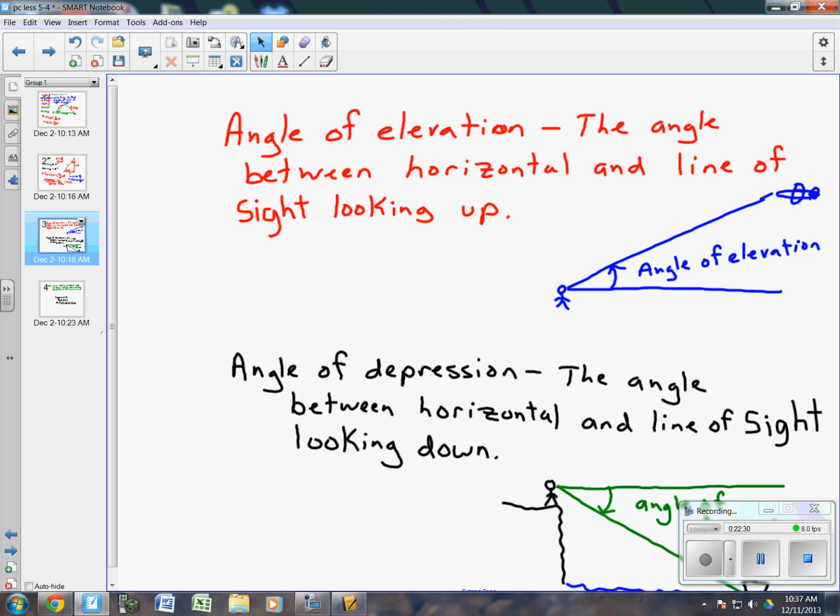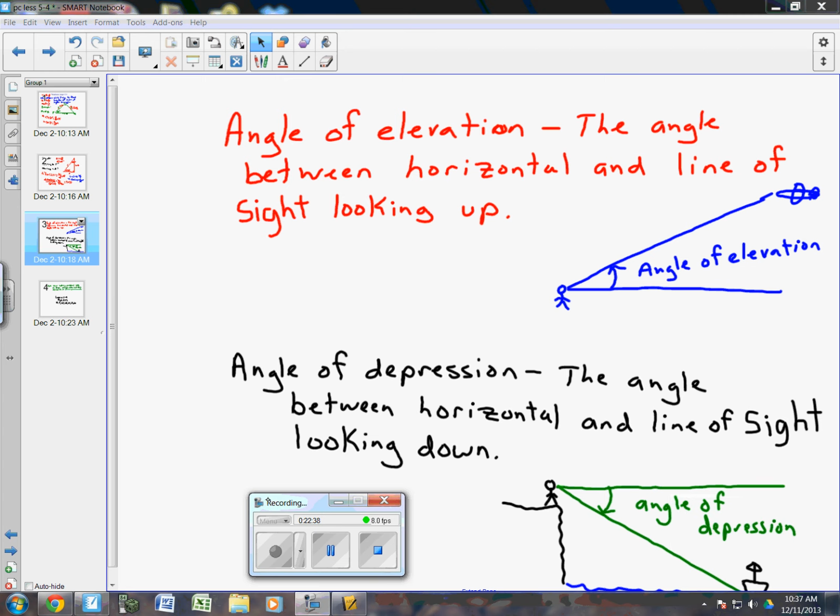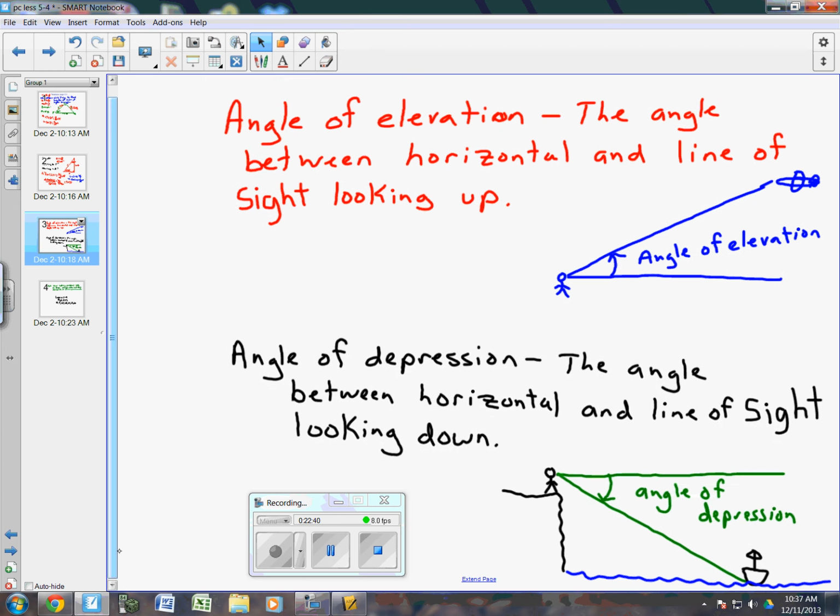Angle of depression is looking down. It's between horizontal and looking down at something. You can see the picture right down here. Okay? Looking down at something. Look, these are just definitions of words. It's not hard.